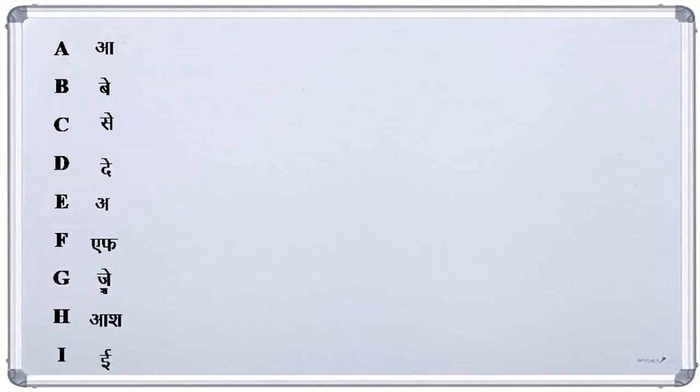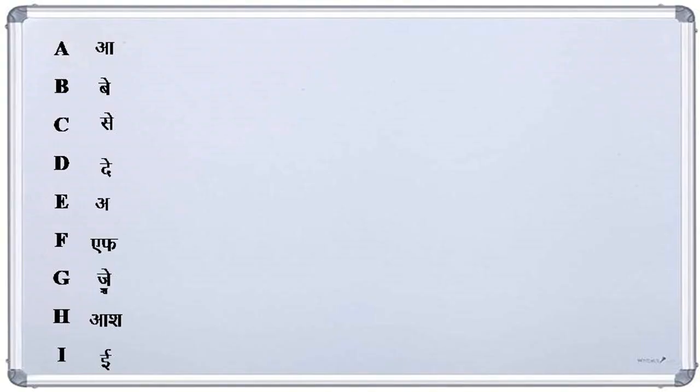Let's begin. A, B, C, D, E, F. F is similar to the pronunciation in English. Let's repeat. A, B, C, D, E, F, G.